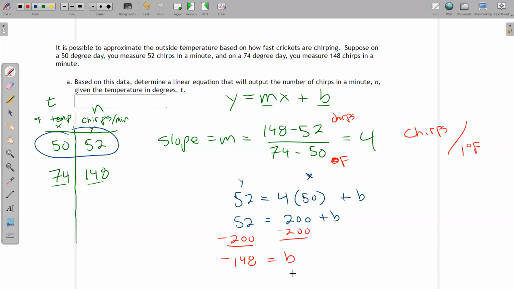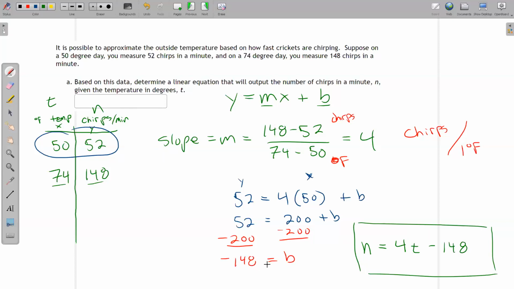All right, so then my equation, I'm running out of room to write that. Let's stick it over here. Y is going to be n here, so I'm going to get n equals 4. Instead of an x, they told me to use a t. And notice I always try to write that down in my table so I get it right. And then minus 148.